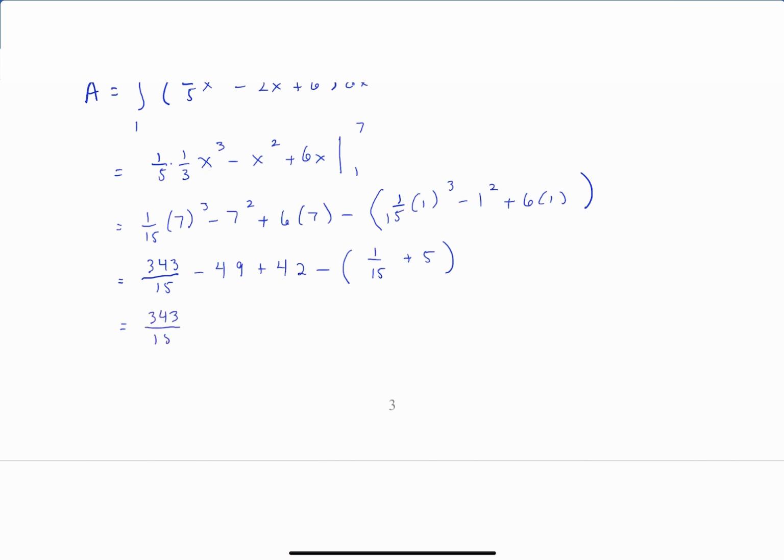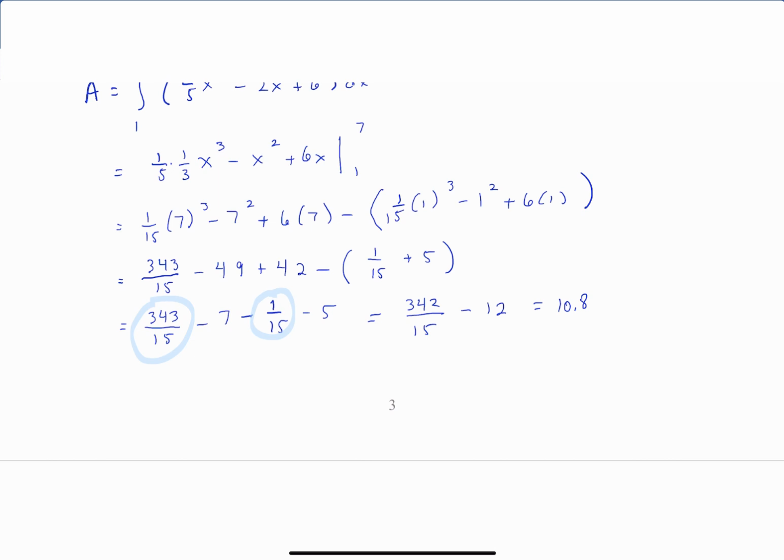So 343 over 15 minus, let's see, minus 49 plus 42 is going to be negative 7. And then distributing the minus sign into the parentheses, I have negative 1/15 minus 5. I'm going to go ahead and combine my two fractions just to make my life easier when I turn to the calculator. That gives me 342 over 15, and then minus 7 minus 5 is minus 12. Let's get a decimal for this. And I'm getting 10.8.